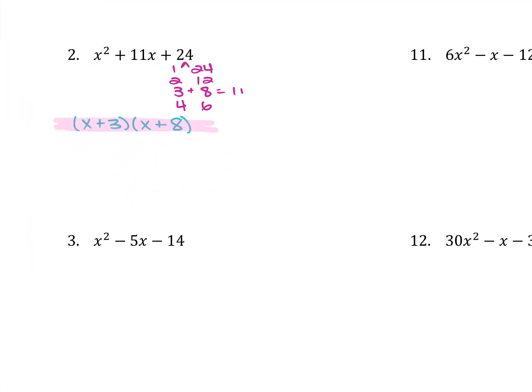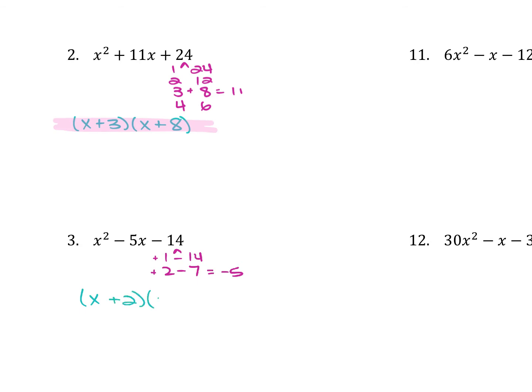For number 3, you have x squared minus 5x minus 14. You want to find your factors of negative 14 that add up to be negative 5. Your factors of 14 are 1 and 14, 2 and 7. That B term is negative, which means the bigger factor is going to be negative. So if your 1 is positive, then 14 is negative. Your 2 is positive, the 7 is negative. The 2 and the negative 7 give you the negative 5 that you're looking for. So this just factors to be x plus 2 times x minus 7.